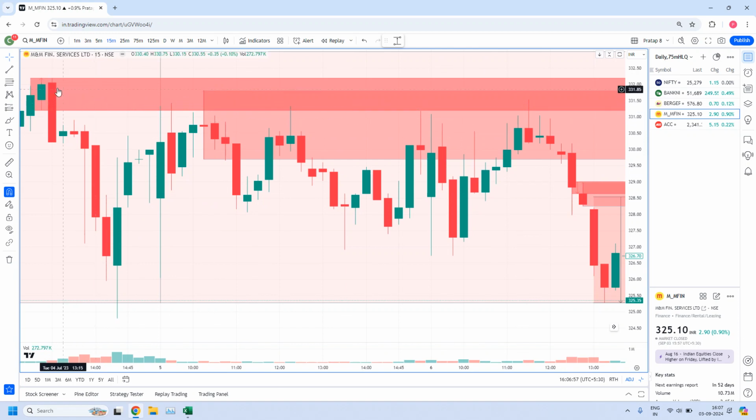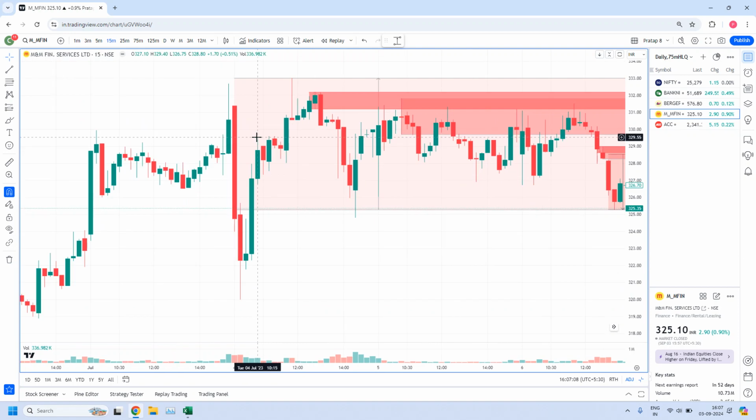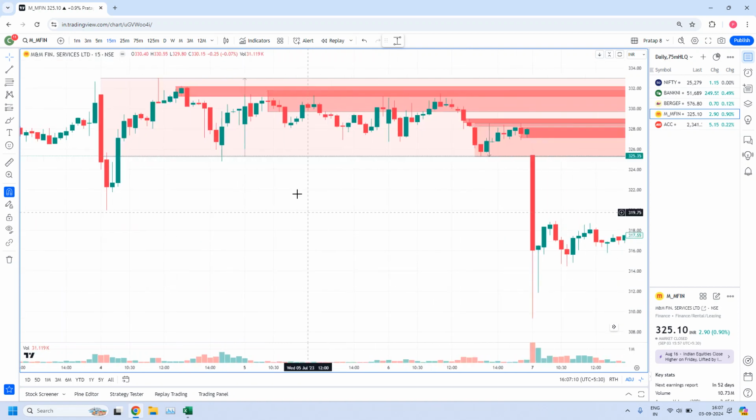And the second thing is, this 5-minute zone also acted as a lower time frame zone, as a horizon to the higher time frame. This 5-minute zone is the horizon to this entire 15-minute zone. So that's why it supported multiple tests.